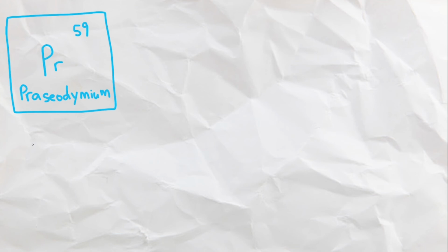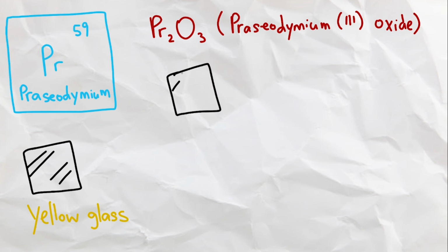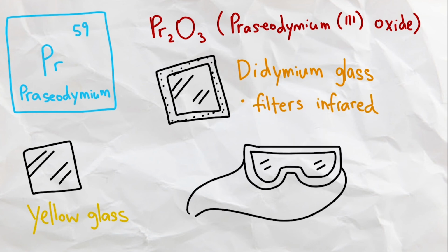Next, we have praseodymium, a metal that is most commonly used to make yellow glass. More specifically, praseodymium 3 oxide is used to make didymium glass, which effectively filters out yellow light and infrared radiation, making a fantastic material for welder and glassmaker goggles.